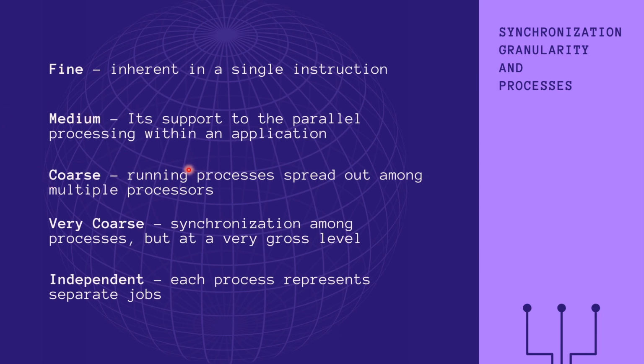If it is then coarse, there is synchronization among processes, at a very gross level. It is similar to running many processes on one processor, except that it's more spread out to more processors, and it's multiprocessing. Similarly, in very coarse parallelism, there is synchronization among processes, but at a very gross level. It's good when there is infrequent interaction among processes, so distributed processing across network nodes to form a single computing environment. Lastly, in independent parallelism, each process represents a separate and independent application or a job running. It is often used in time-sharing systems.